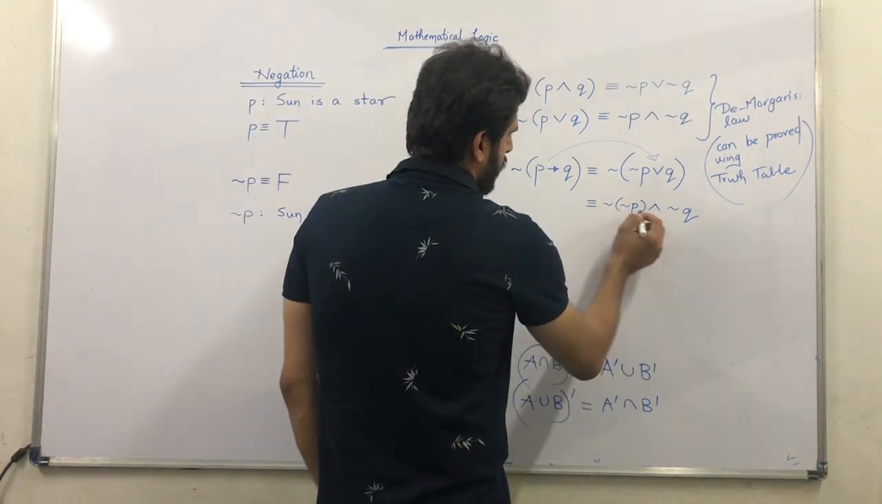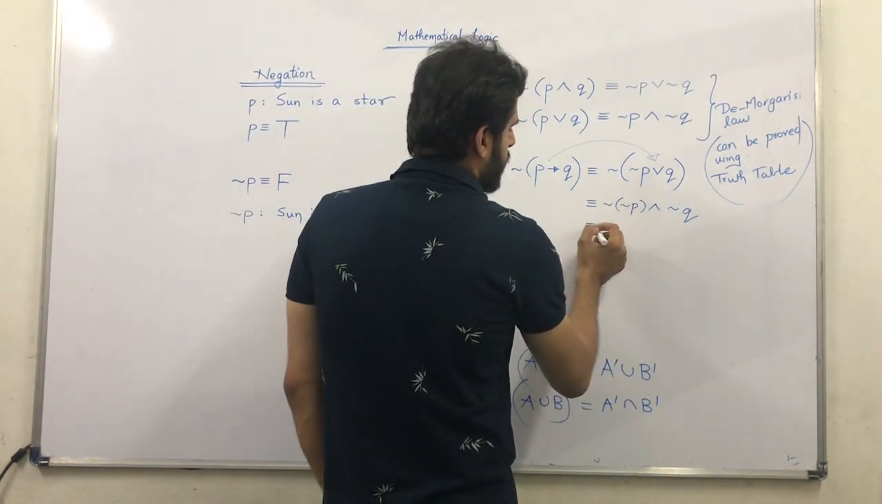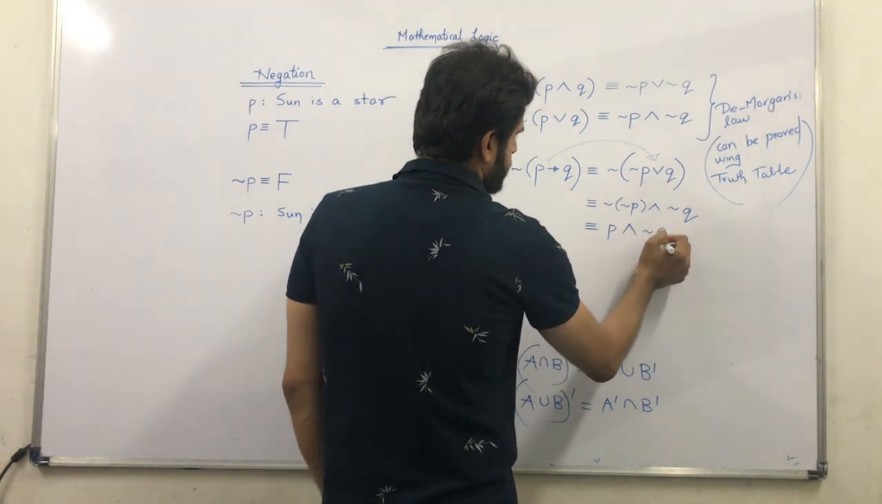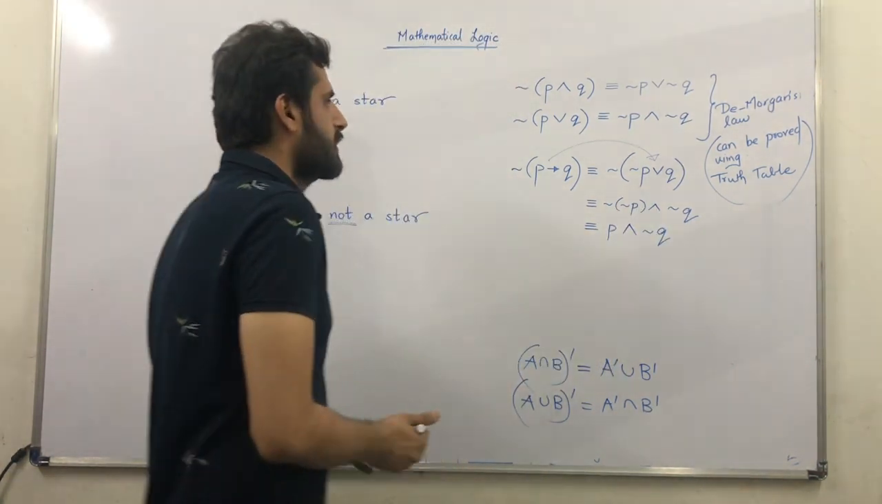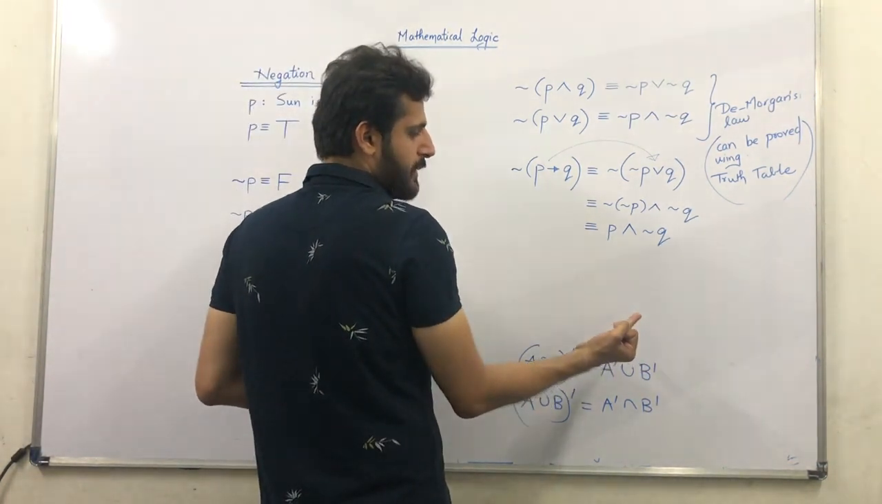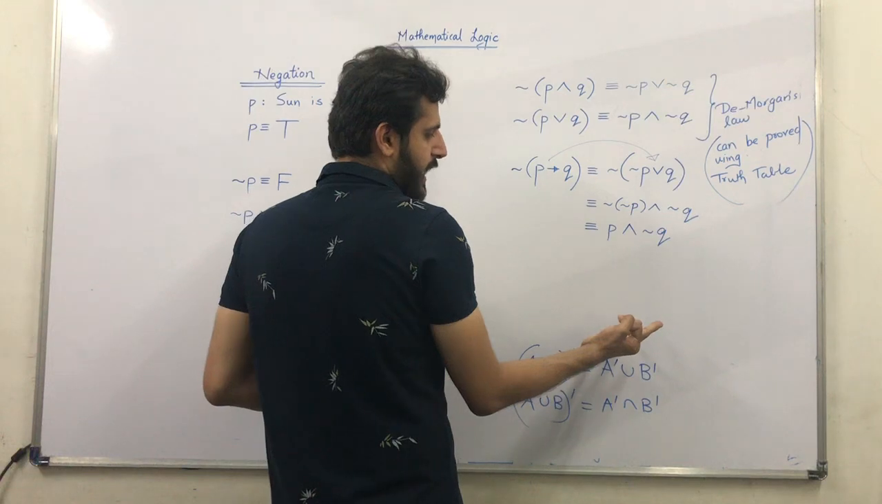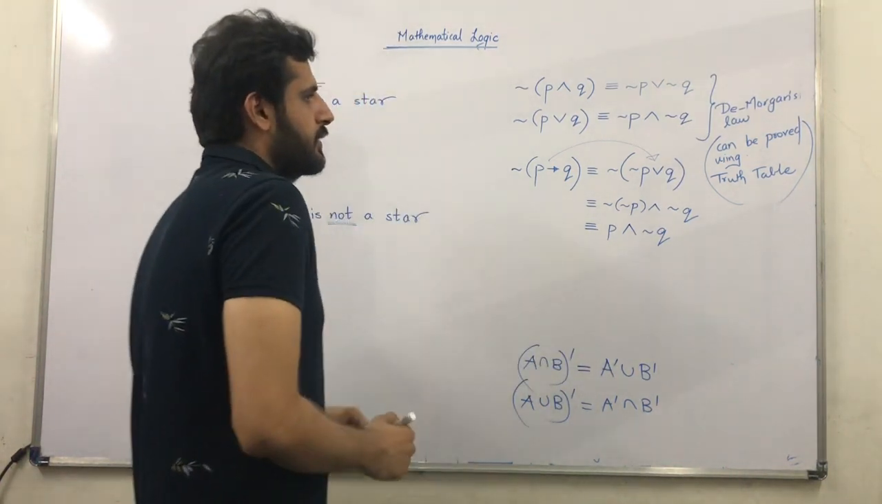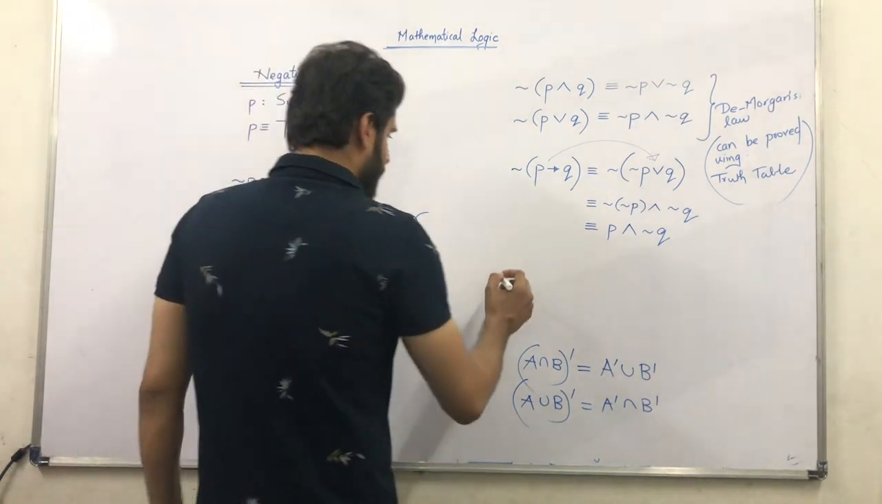And in that now, negation of negation P is P, right? Negative becomes positive. It is as simple as that. So if P is true, negation P will be false, and negation of negation P is again true. Okay? Comes back to original.